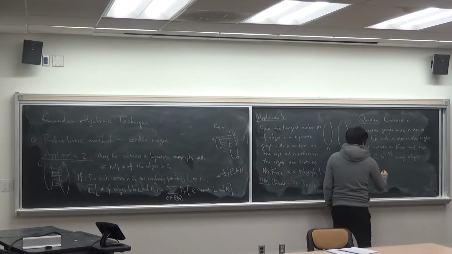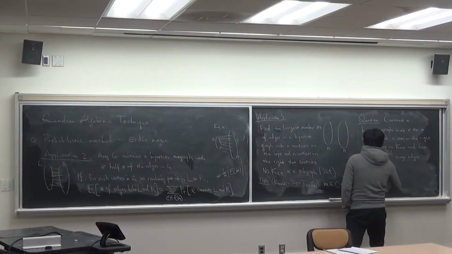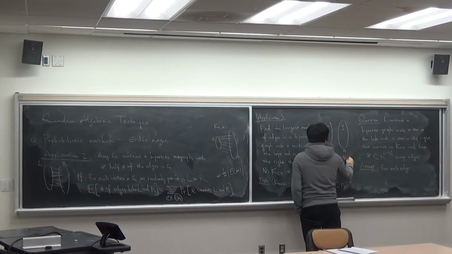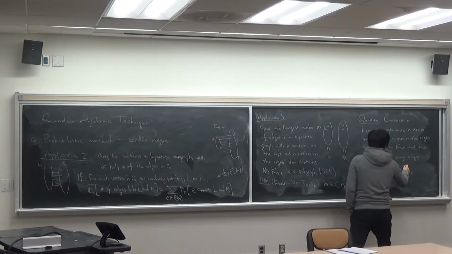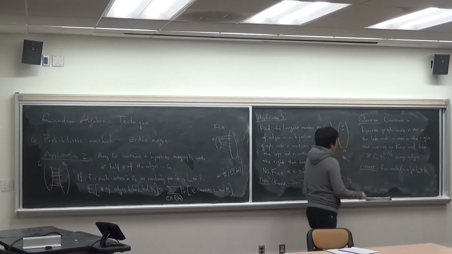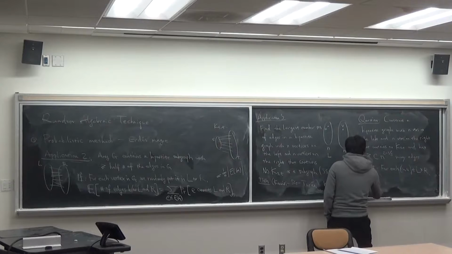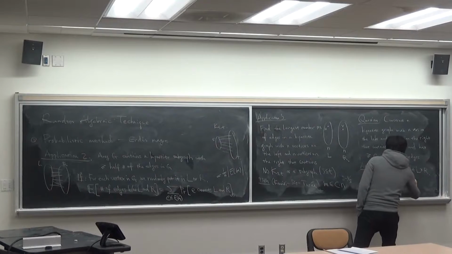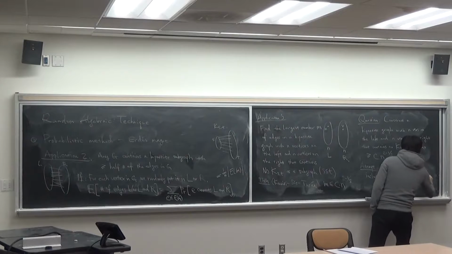So we attempt to do the following. For each pair UV, so let me call this set L bar, for each pair UV in L plus R, i.e. I pick U in L and V in R, include edge UV in my graph with probability p, where p I will choose as n to the power of minus 1 over s.